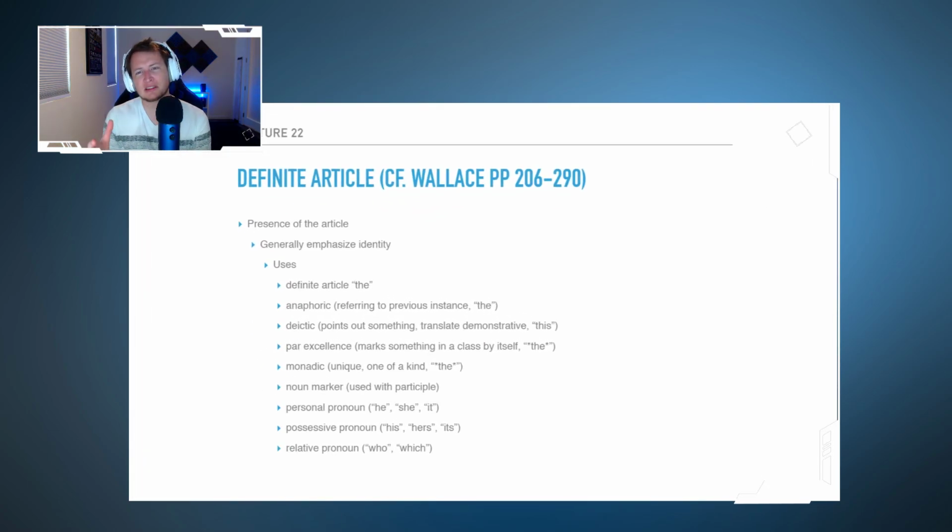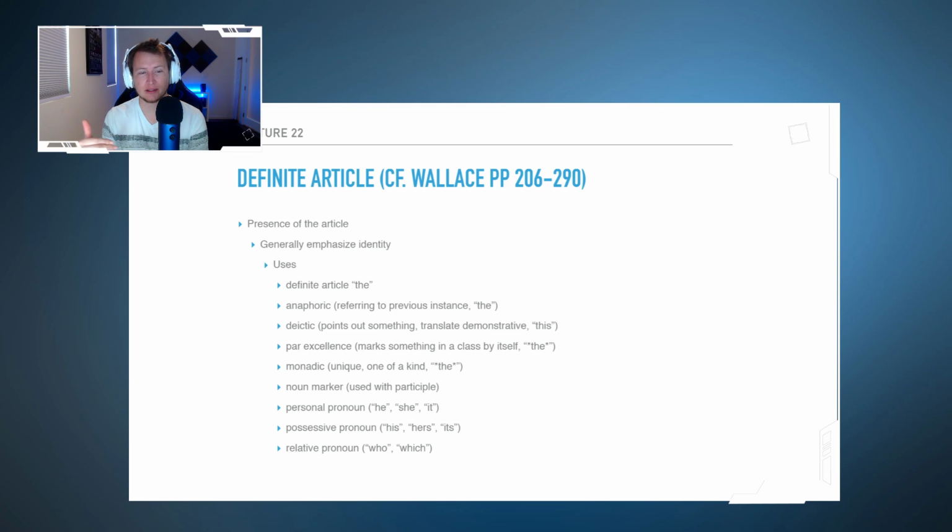Now, let's talk about the definite article. We've mentioned it a lot. We have seen instances, especially with participles, where you won't translate it as the, right? Definite article is the. Take a look at Greek Grammar Beyond the Basics by Daniel Wallace. Look at pages 206 through 290. 84 pages on the uses of the definite article.